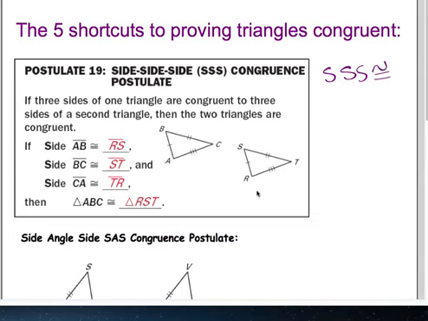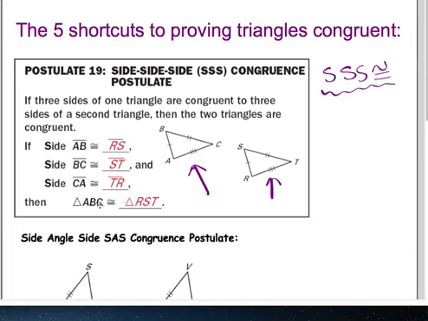And what that looks like, you can see these pictures here. We've got 2 triangles and all 3 of their sides are marked with corresponding markings. So we've got AB congruent to RS, BC congruent to ST, and AC congruent to RT. When all 3 sides in one triangle are congruent to all 3 corresponding sides in another triangle, then the triangles are congruent by side, side, side. And this is what we would put for our reason why these are congruent.